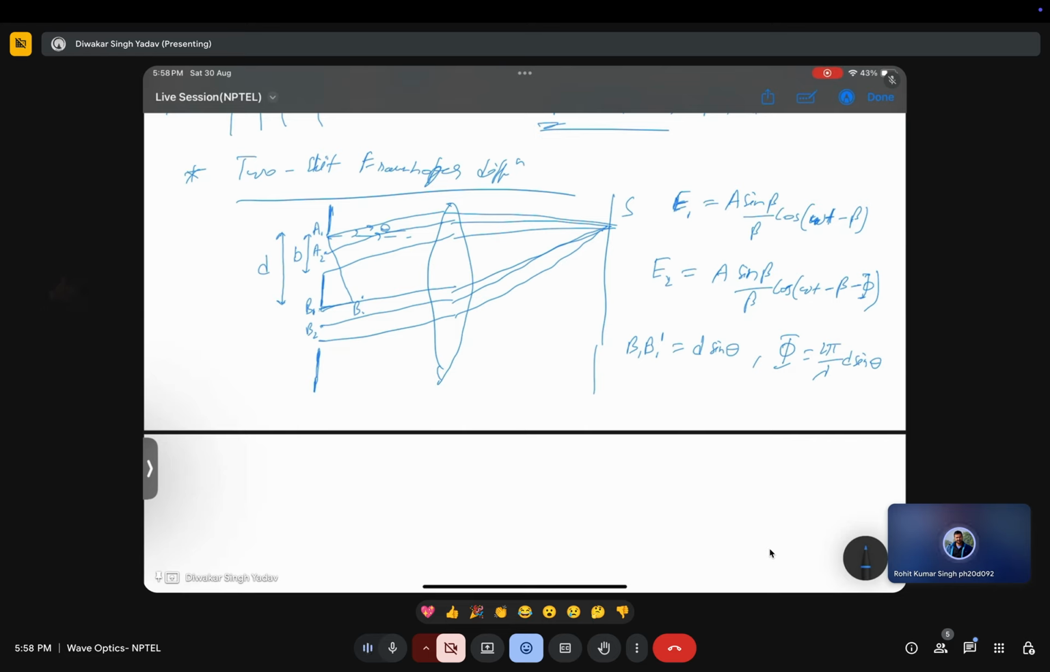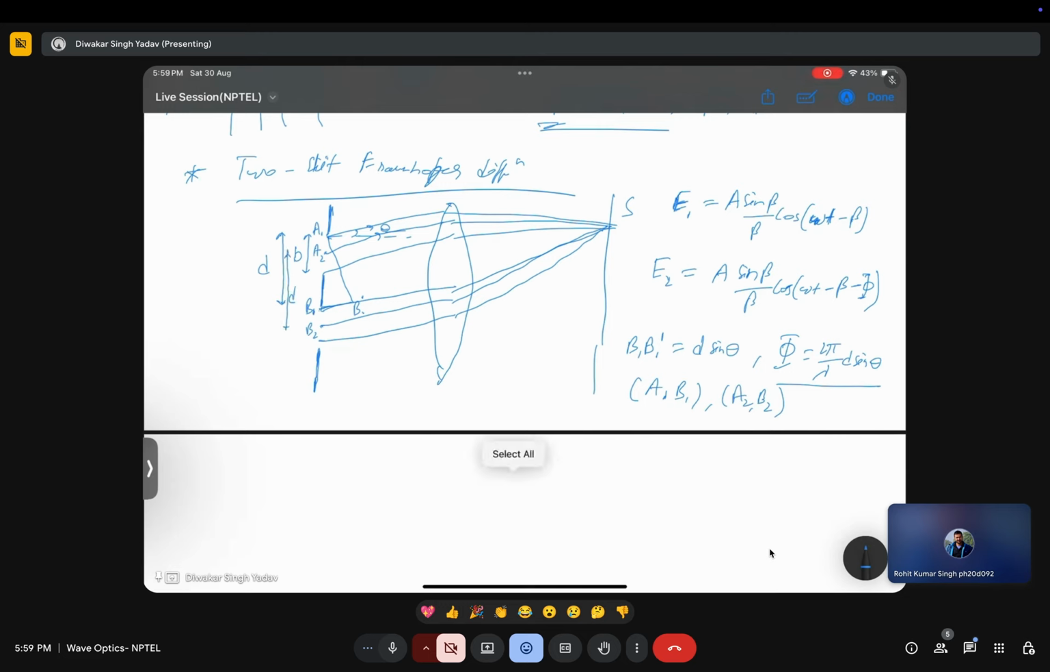This phase difference is for all the pairs of divisions. Like between a1, b1, and then between a2, b2, they all have this phase difference. Because corresponding a and b are having distance d between them. Yeah, that is what I'm saying. This distance is d, then this distance is also d, and so on.